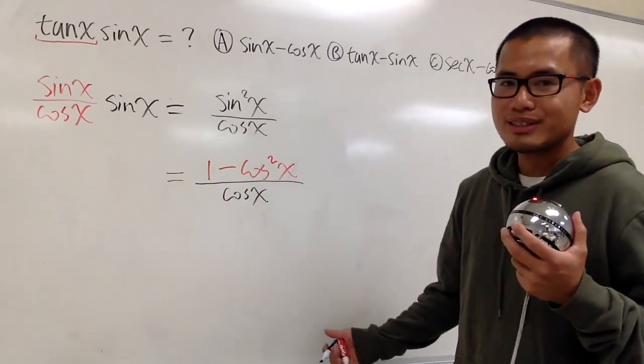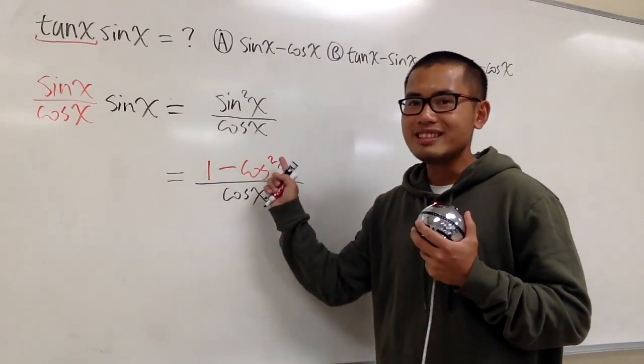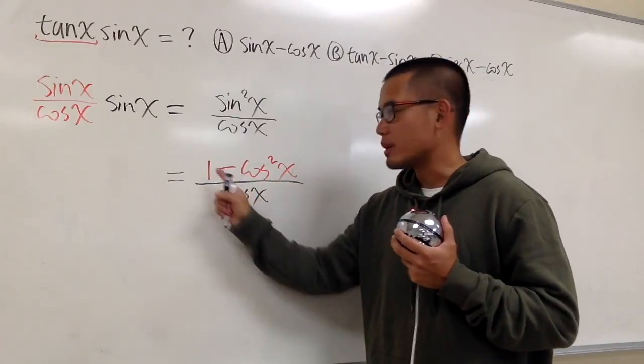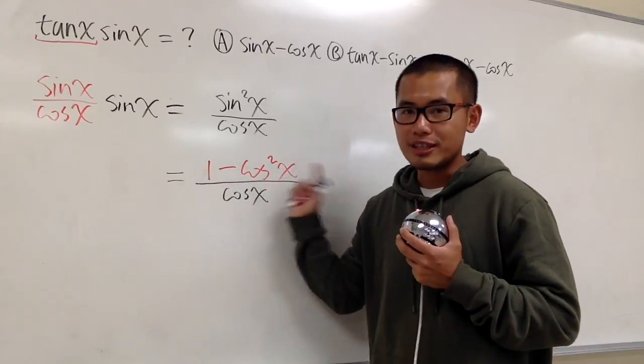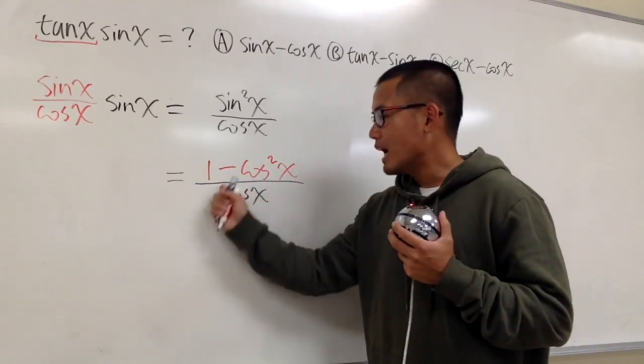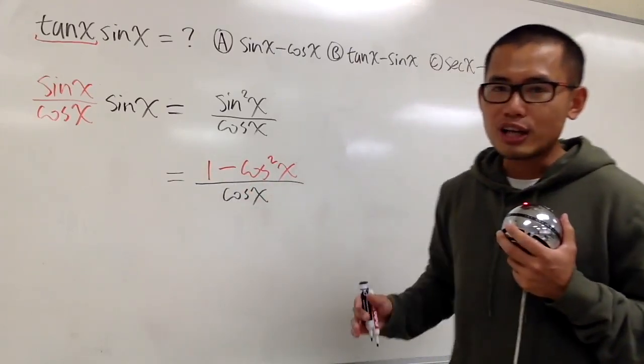And what can we do next? Well, we have two things on the top, right? Two terms. They are separated by this subtraction. That's why we have the first term and also the second term. And we only have one thing on the bottom, just cosine x. When we have one thing on the bottom, we can split the fraction.